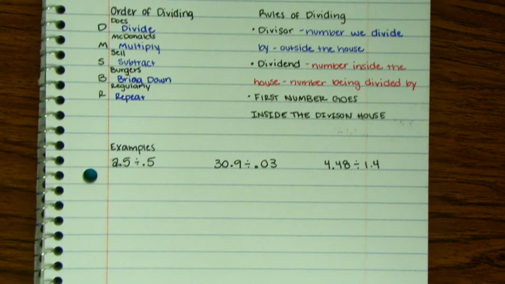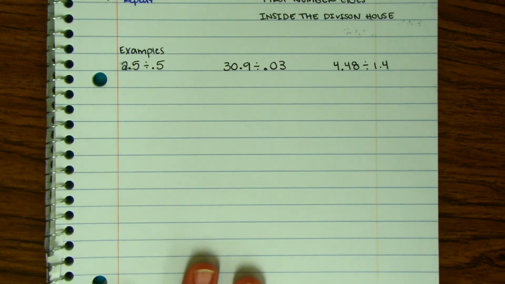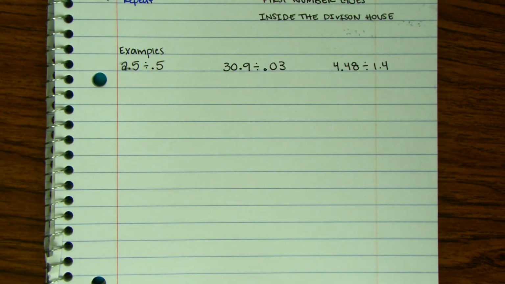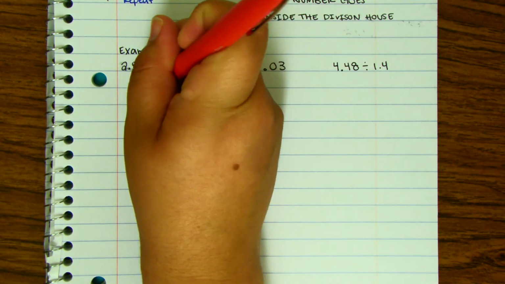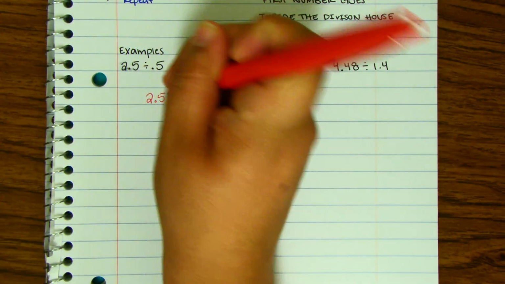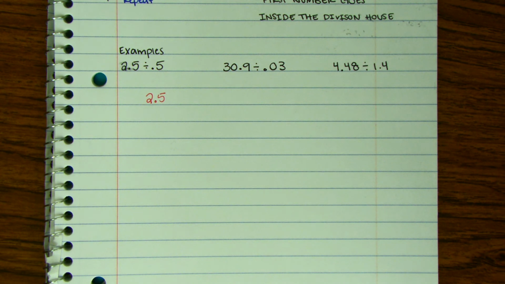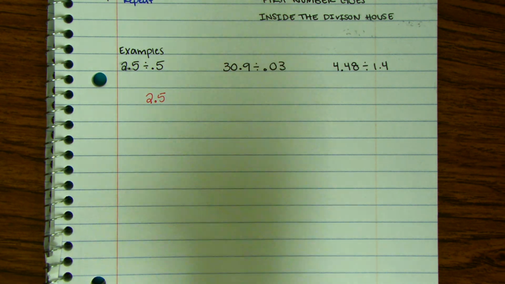We have 3 problems we're going to do today, and we are going to start working on these together. My first example is going to be 2.5, which is our dividend. I'm going to write this in red. 2.5 goes in the house, while the number 0.5 goes outside.